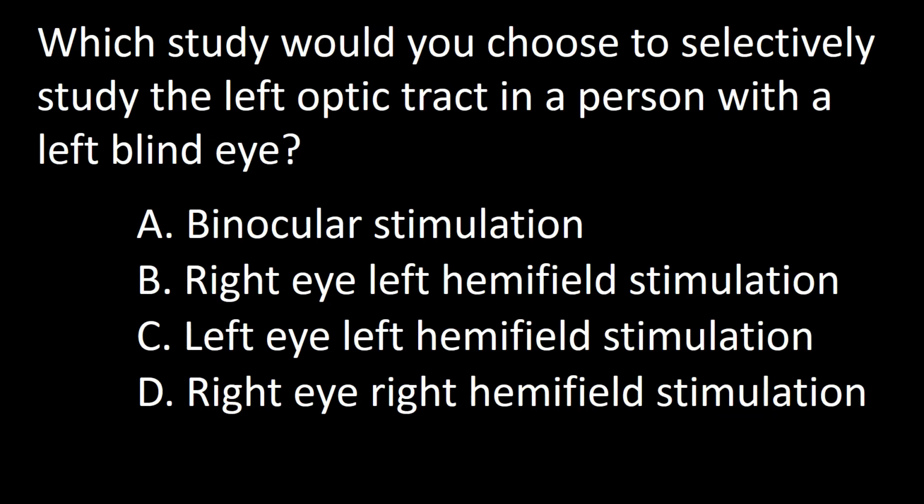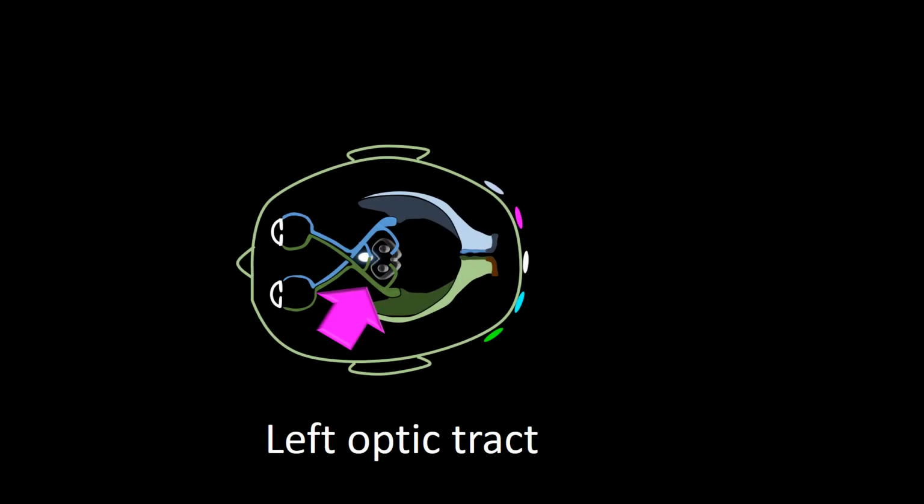Next question. Which study would you choose to selectively study the left optic tract in a person with a left blind eye? A. Binocular stimulation. B. Right eye left hemifield stimulation. C. Left eye left hemifield stimulation. D. Right eye right hemifield stimulation. The left optic tract is indicated by the arrow.